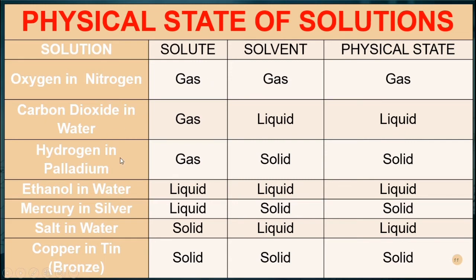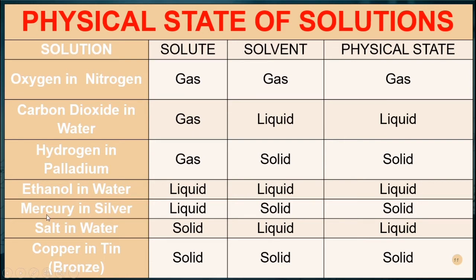So here, hydrogen is our solute, which is gas, and palladium is our solvent, which is solid, and the physical state is solid. And fourth, we have ethanol in water. Here we have ethanol as a solute, which is liquid, and we have water as the solvent, which is liquid also, and the physical state of ethanol in water is liquid.